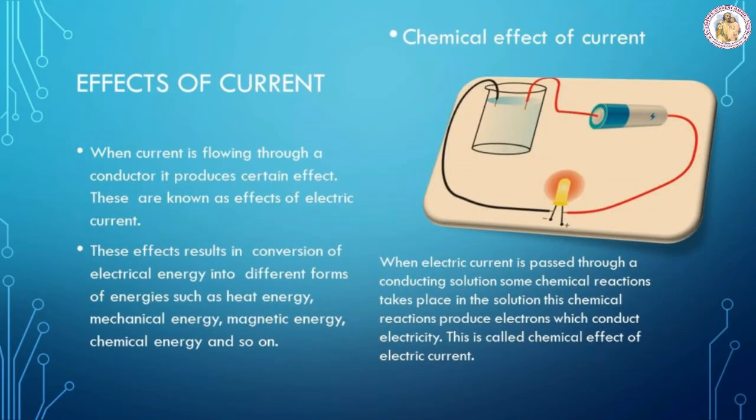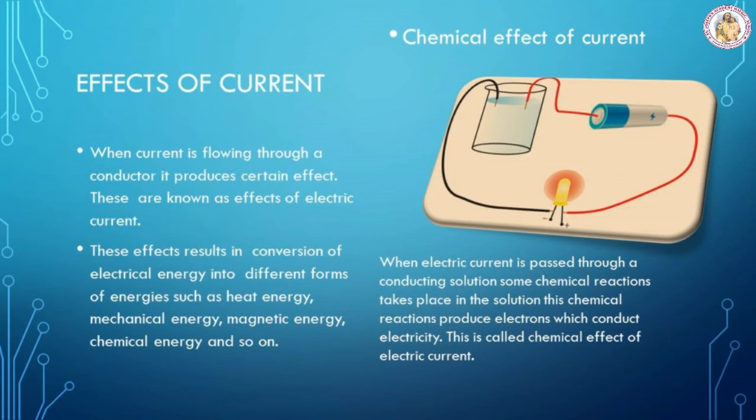Effects of current. When current is flowing through the conductor, it produces certain effects. These are known as effects of electric current. These effects result in conversion of electrical energy into different forms of energy, such as heat energy, mechanical energy, magnetic energy, chemical energy, and so on. So here we are going to see the chemical effect of current.